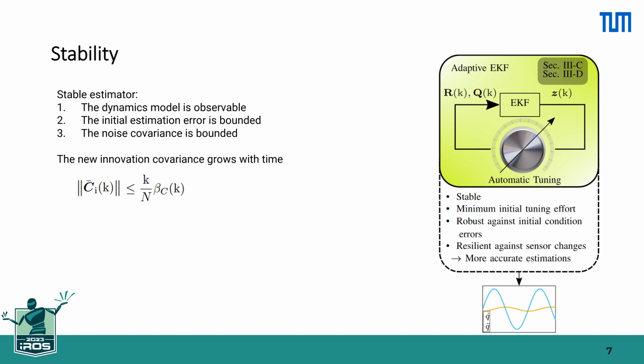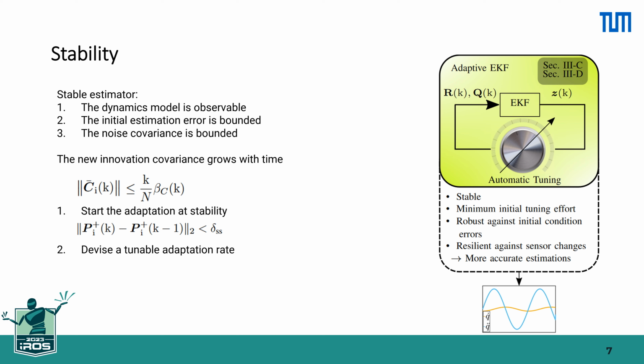In fact, it can be shown that the proposed covariance matrix of the innovation sequence grows with the number of iterations. Therefore, we propose 3 methods to maintain filter stability. First, the adaptation starts when the system's transient behavior is over. Second, we impose a degree of freedom to tune the adaptation rate. Finally, the adaptation stops when the condition number of the noise covariance matrices grows large.